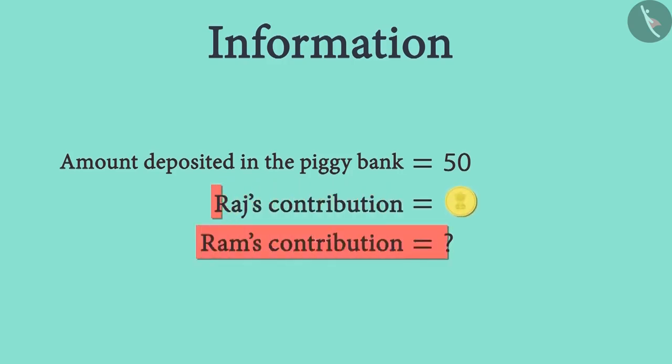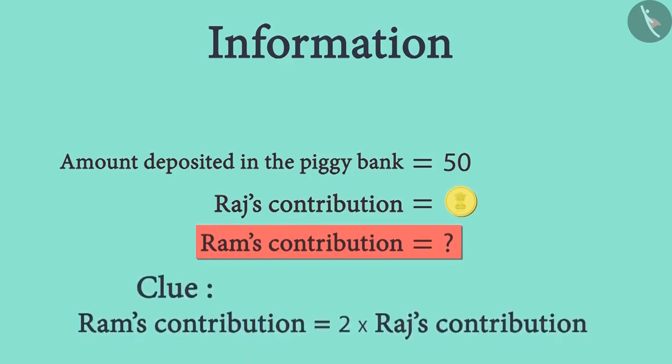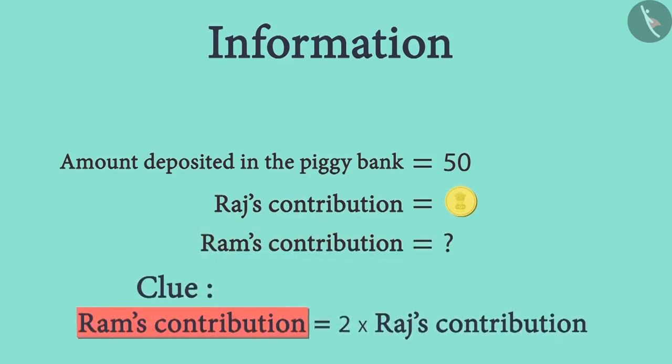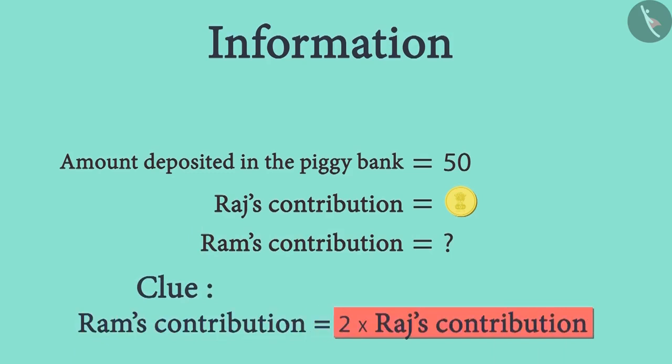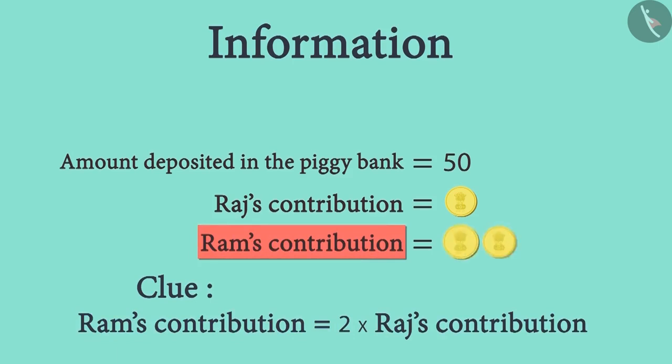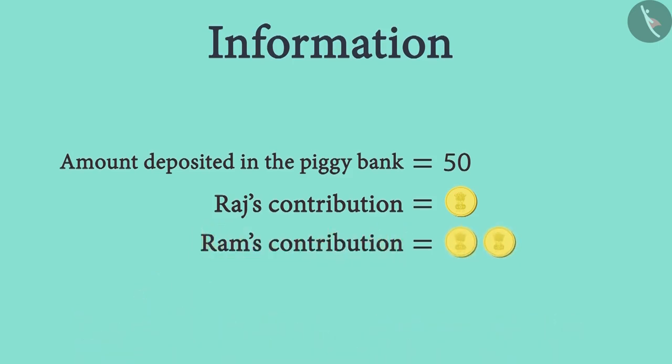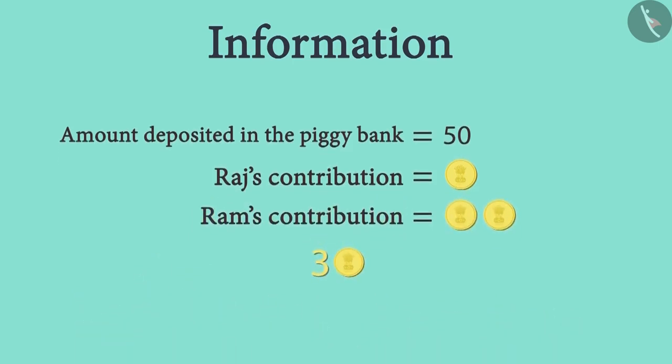But what about Ram's contribution? This clue tells us that Ram has contributed exactly double the amount contributed by Raj. So, let us place two coins to represent Ram's contribution. Now, the total number of coins is 3.